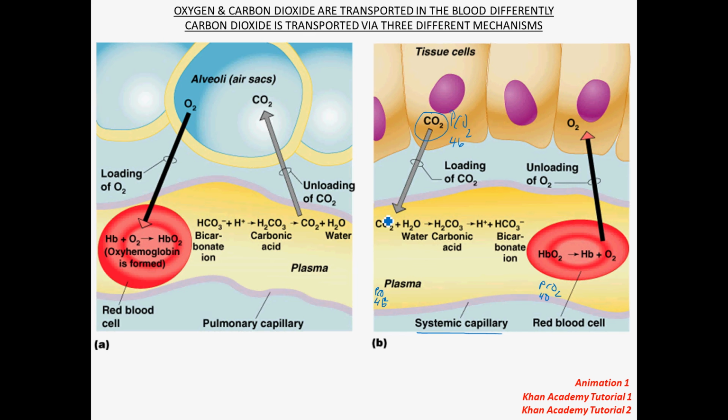Now, the loading of carbon dioxide: the primary way, 67% of that carbon dioxide, is transported as bicarbonate ion. Carbon dioxide will combine with water, and there's an enzyme called carbonic anhydrase, which will convert carbon dioxide and water into carbonic acid, H2CO3. This carbonic acid is a relatively weak acid, but it will dissociate, and as you recall from basic chemistry, this dissociation yields a hydrogen ion, or a proton, and this bicarbonate ion, HCO3.